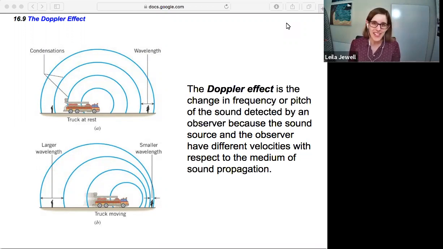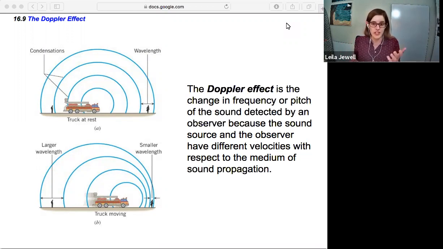Section 16.9, the Doppler effect. This is something you've all heard at some point. The Doppler effect is the change in frequency or pitch of the sound detected by an observer because the sound source and the observer have different velocities with respect to the medium of the sound propagation.